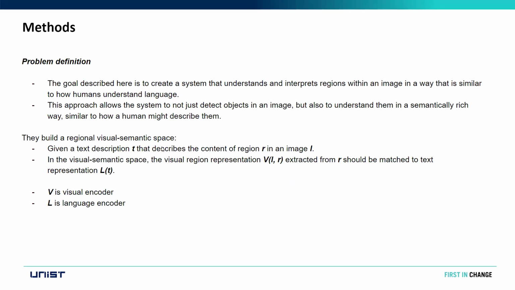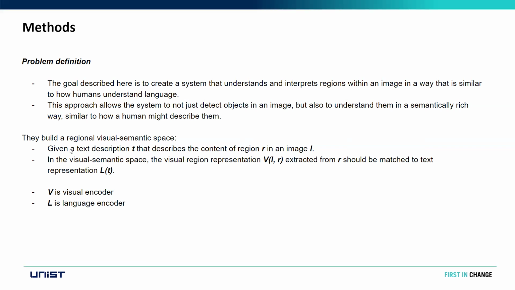So the problem definition for them is that the goal is to create a system that understands and interprets regions within an image, similar to how humans understand language. This approach allows the system not just to detect objects, but also to understand them in a semantically rich way, similar to how a human might describe them. So in other words, they want to build a visual semantic space for regions of the image.